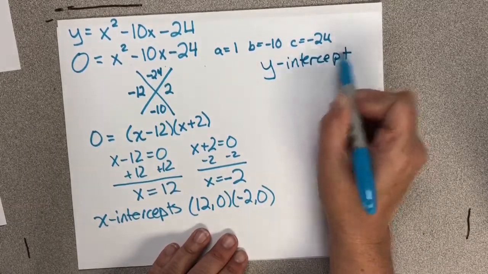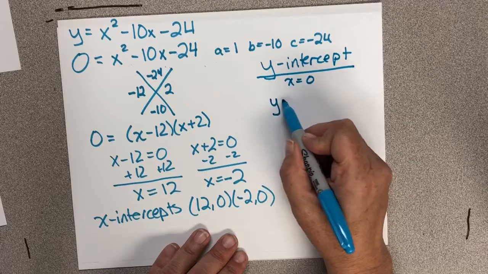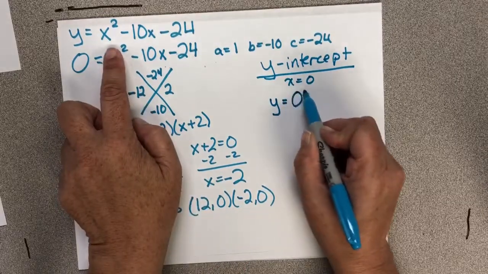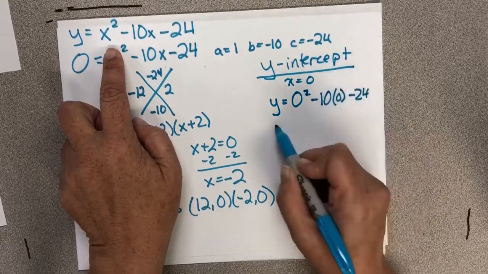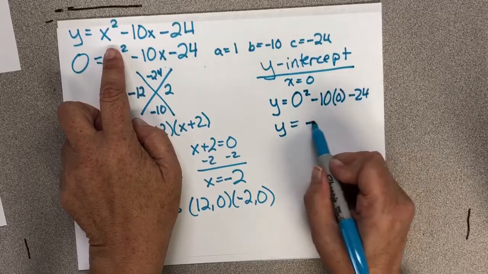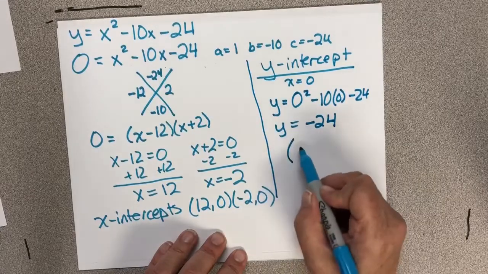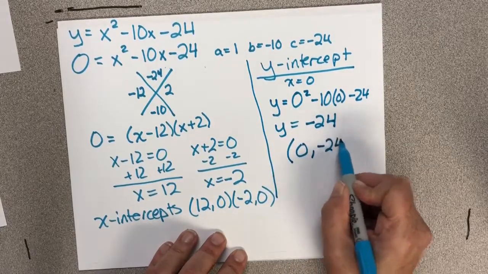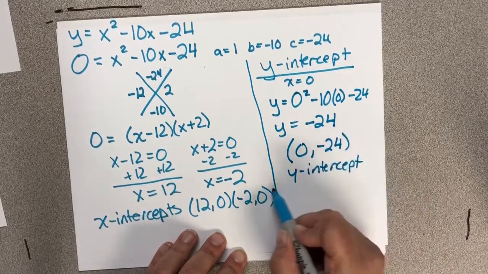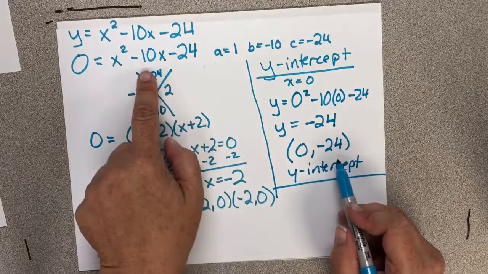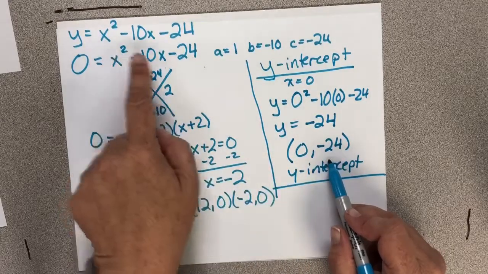Find a y-intercept by making x 0. So if x is 0, we have y equals 0 squared minus 10 times 0 minus 24. Y equals 0 minus 0, negative 24. So our ordered pair is 0, negative 24 for the y-intercept. And if you recall, I told you there is a shortcut, and that is your y-intercept in standard form should be 0, comma, negative 24, which is what we got, 0, comma, c.